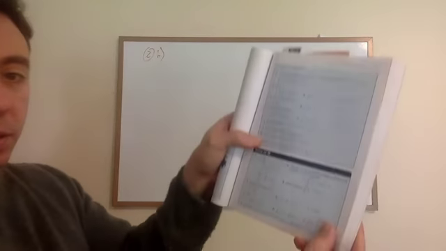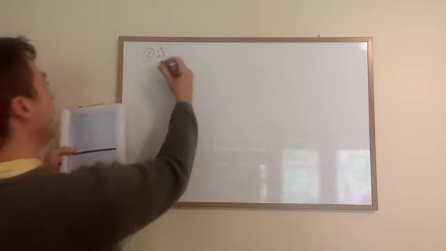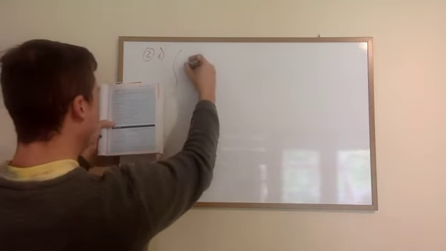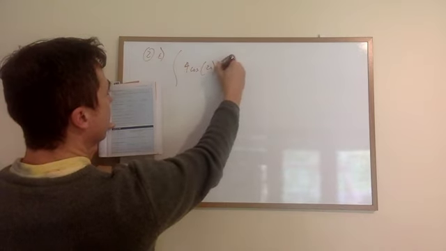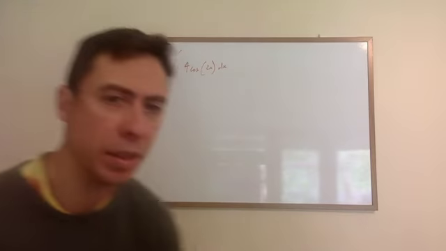Now, the last one looks good. It's where are we? You see that? I'll just write it. Okay. So 2c, they want the integral of 4 cos of 2x with respect to x. So let's go through this.